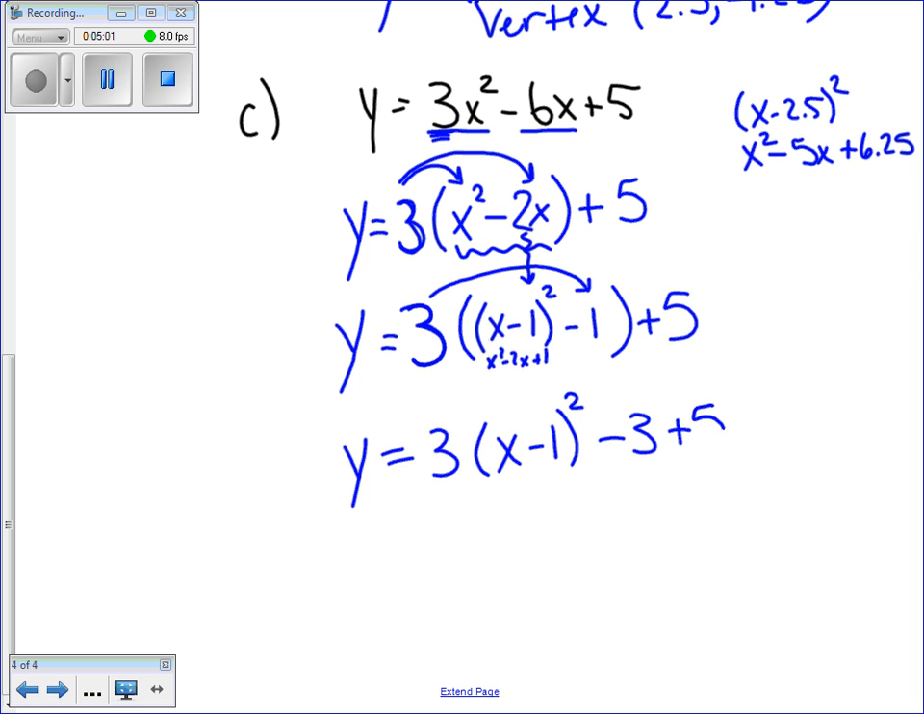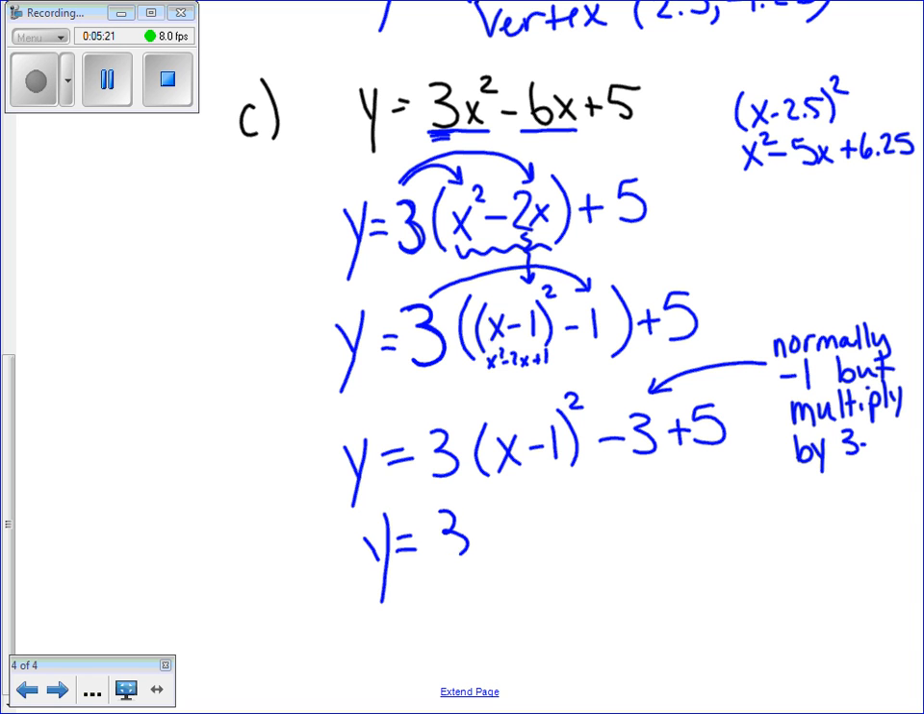So the key there is to take the number that you would normally subtract, which in our case was 1, but you have to multiply it by the number you pulled out in the beginning. So in this case, we had to multiply it by 3. So my final answer, 3 times x minus 1 squared plus 2, because then I can just combine those together. Okay, good luck with that.